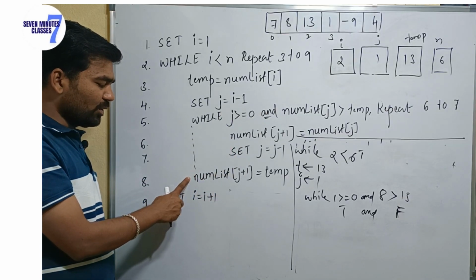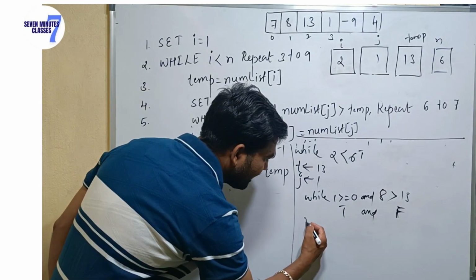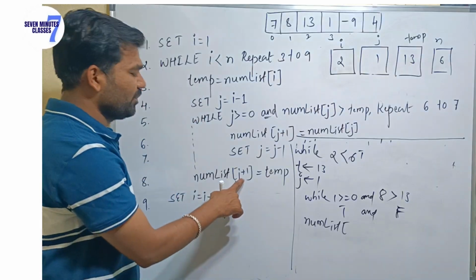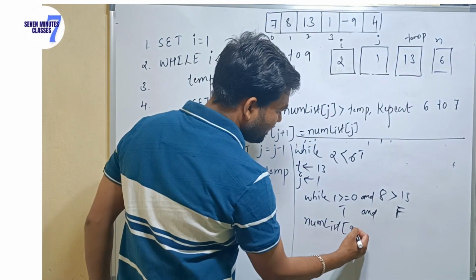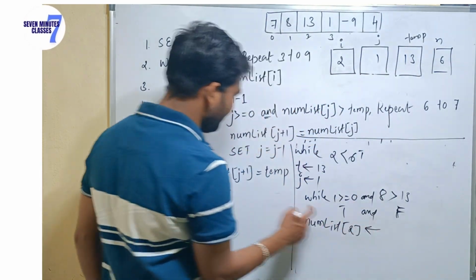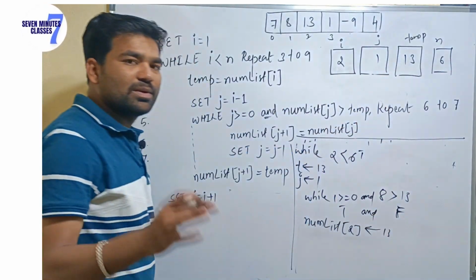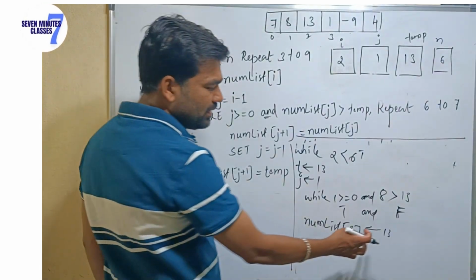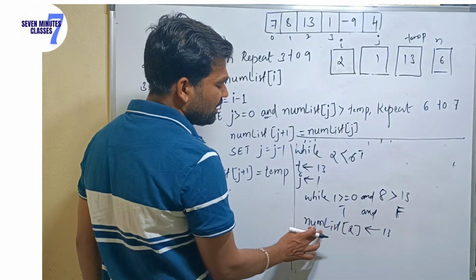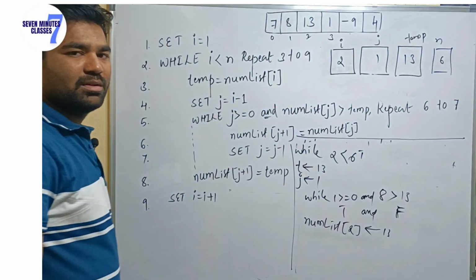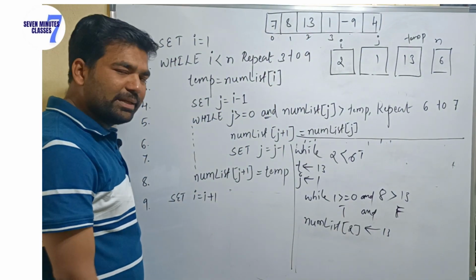So what is out of the loop? Num list of j plus 1. Let me write: num list of j plus 1. What is j? 1. j plus 1 is 2. Into this, temp. What was temp? 13. Now 13 goes to this. What is the meaning? The meaning is very simple. 13 remains the same in num list of 2. Observe now, num list of 2 is 13 only. Okay. So another pass is completed.